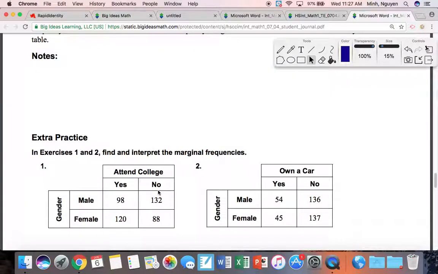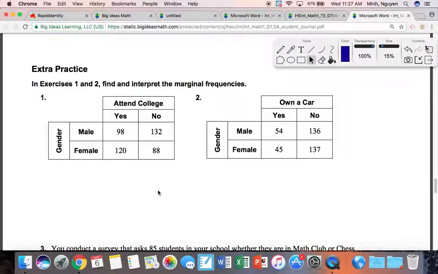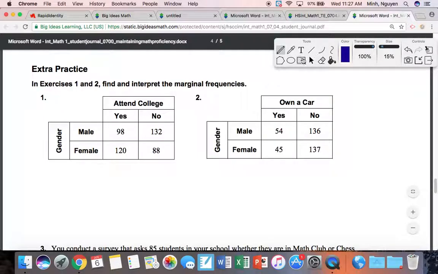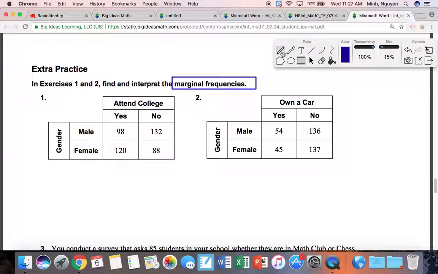All right, now finally, all of this was just the definitions that I just went over. So let's go over these. Find and interpret the marginal frequencies. So really, marginal frequencies are just totals. That's just another word for totals.